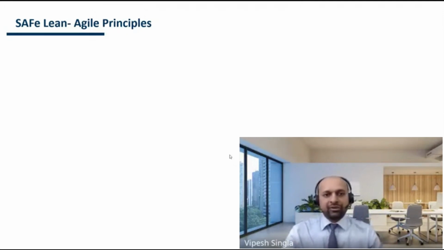Welcome to our next topic, SAFe Lean-Agile principles. SAFe is basically based on 10 Lean-Agile principles that guide the development of large-scale systems in a Lean-Agile manner. These principles provide a foundation for SAFe and help organizations in achieving better business outcomes. Let's have a look at all of these principles one by one and see how these apply to various scenarios.